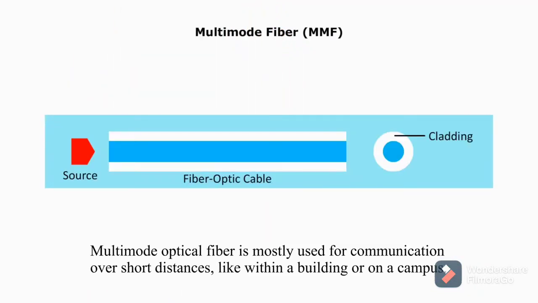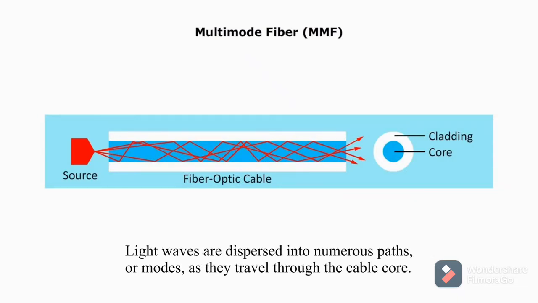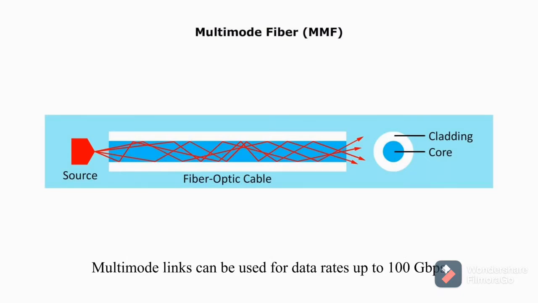Multi-mode optic fiber is mostly used for communication over short distances like within a building or on a campus. Light waves are dispersed into numerous paths or modes as they travel through the cable core. Multi-mode links can be used for data rates up to 100 gigabits per second.